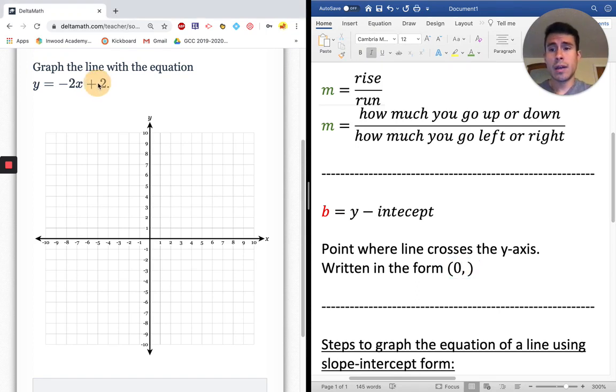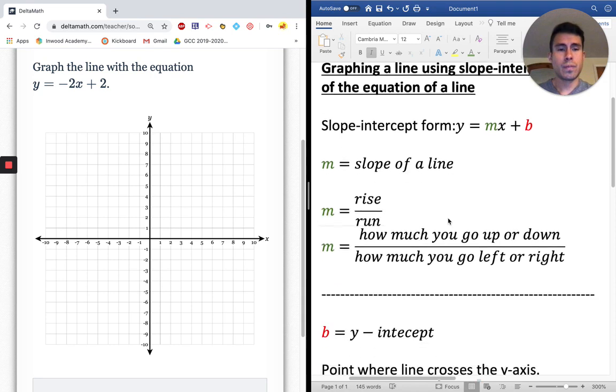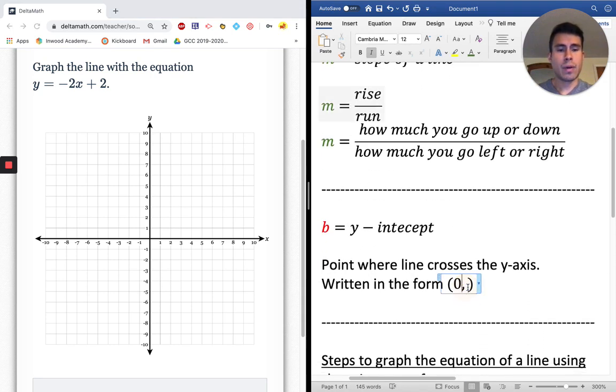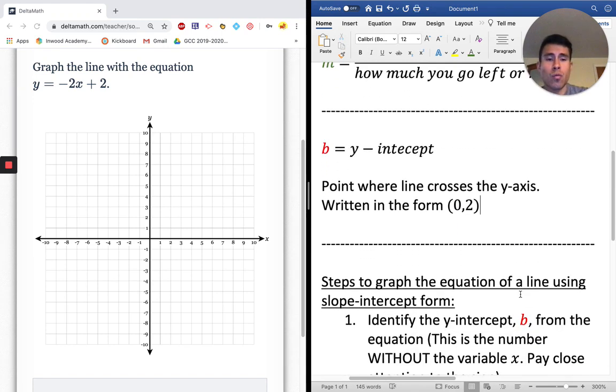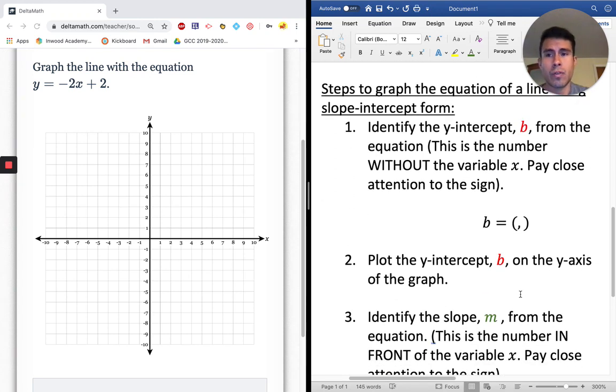Again, look very closely at the sign that's in front of your y-intercept. So my y-intercept here, if I match it with the equation given, my b is positive 2. Okay? So my y-intercept is (0, positive 2). That's just more of a formality. We're just going to make sure that we identify the correct numbers and use them correctly to graph this line.